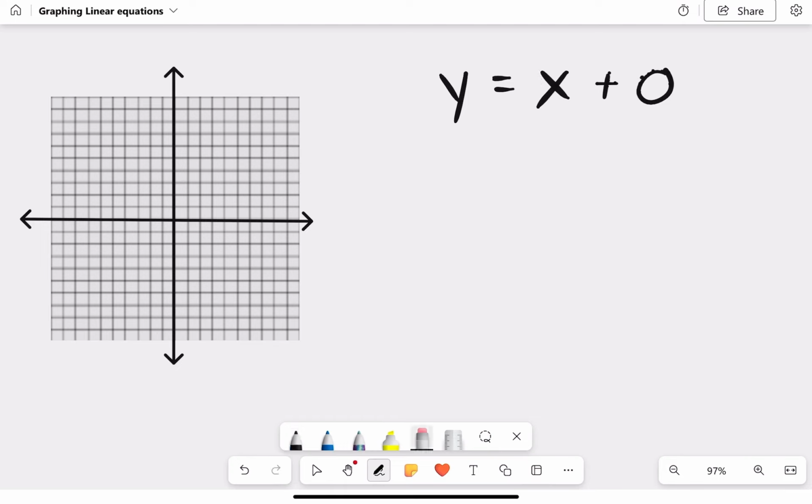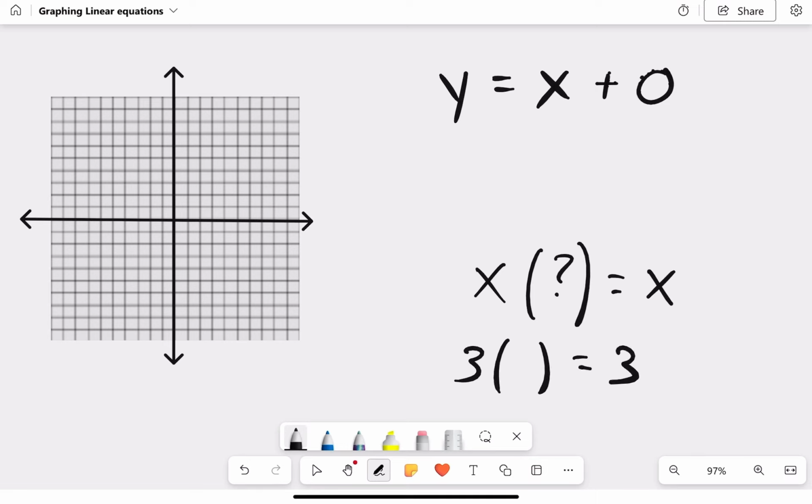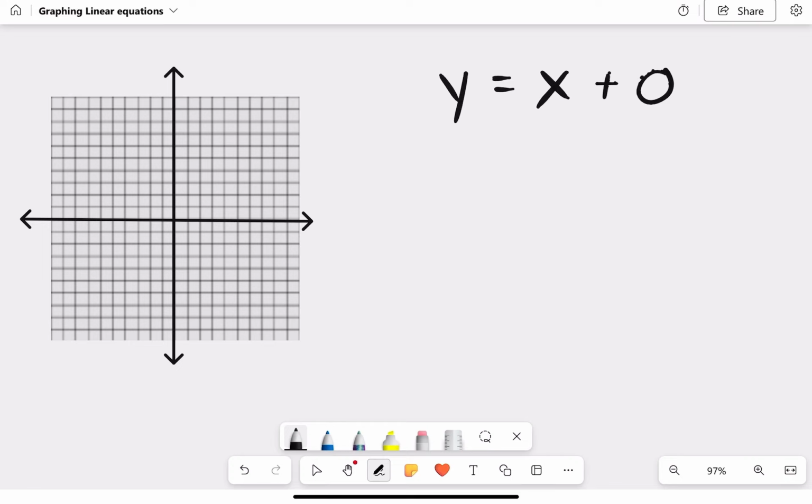Okay, so if it's not 0, what other number can it be? Well, what number can you multiply by anything and you still get that original number that you multiplied by? So let's say you did x times some number. How can you still get x? Or 3 times what number gives you 3? That's 1. So 1 times anything, anything times 1 remains itself. So in that sense, we have y equals 1x plus 0.